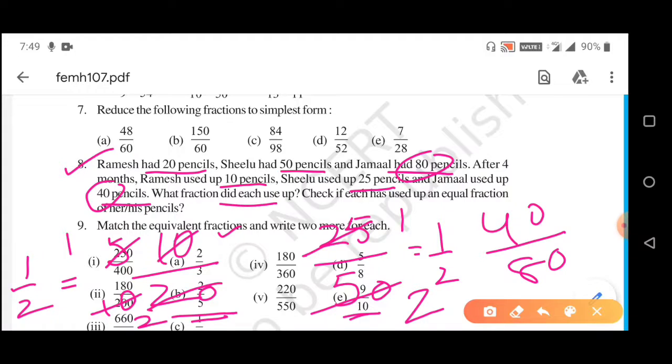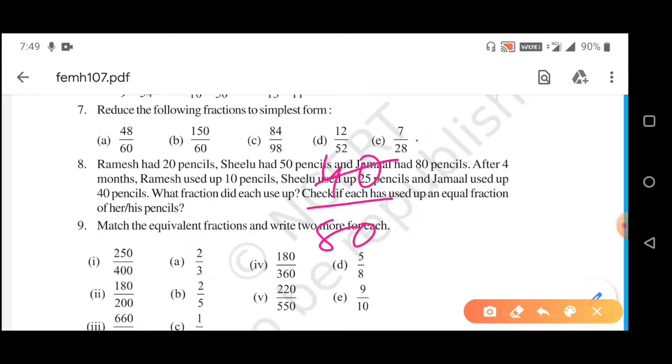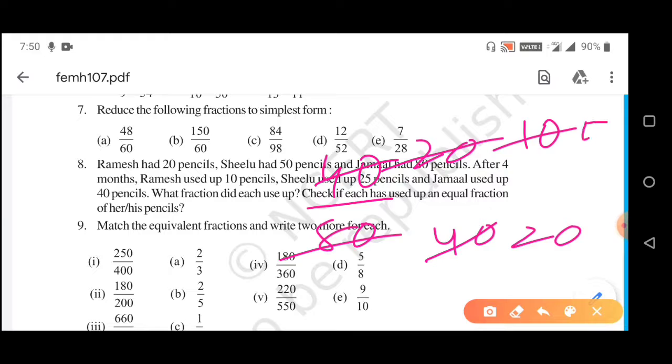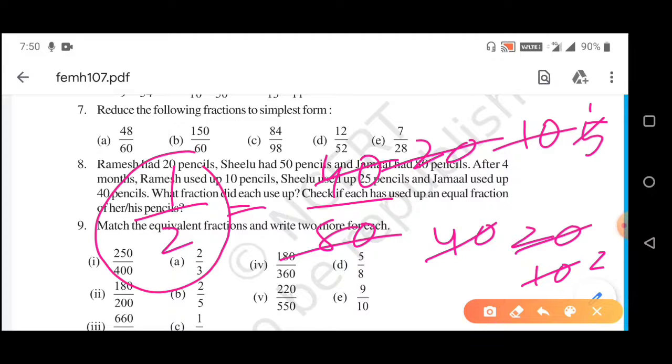Now 40 by 80, we can divide 40 by 2, so 20, 80 by 2 it will be 40, then again we can divide it by 2, 10, 20, again we can divide it by 2, 5, 10, again we can divide it by 5, 1, 2. So from here we will get half. So from each fraction we are getting half in its simplest form. So from here we can say each has used up an equal fraction of his or her pencils.